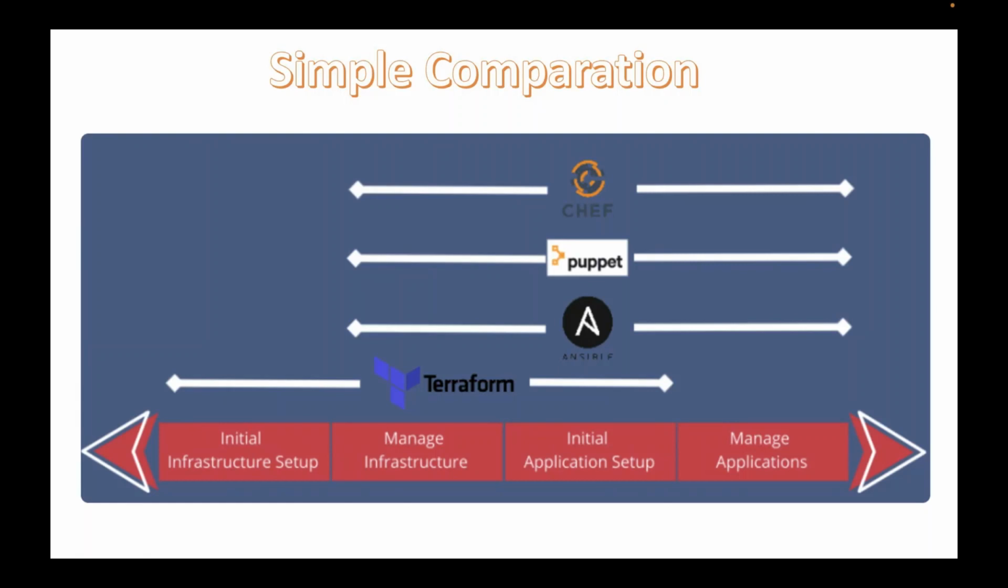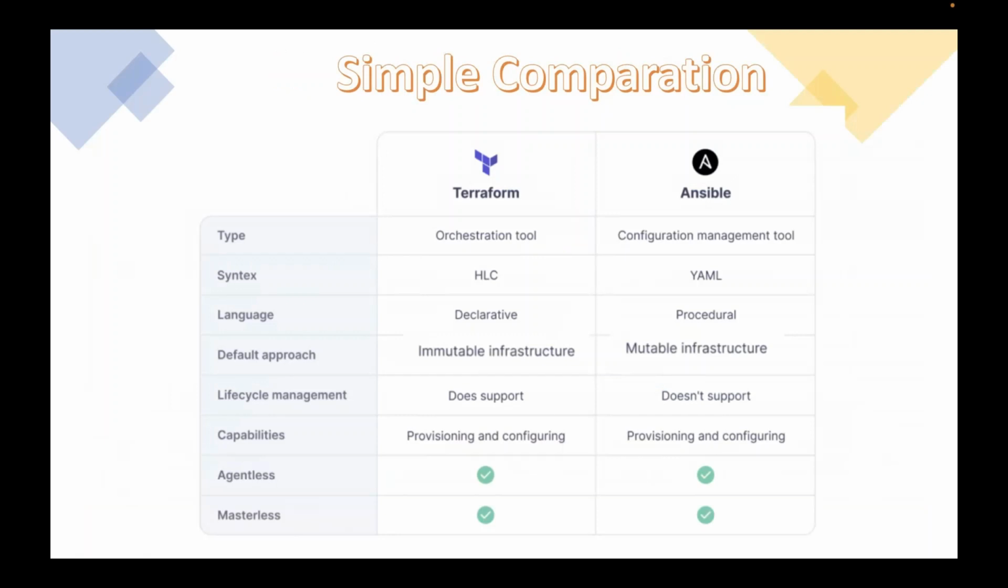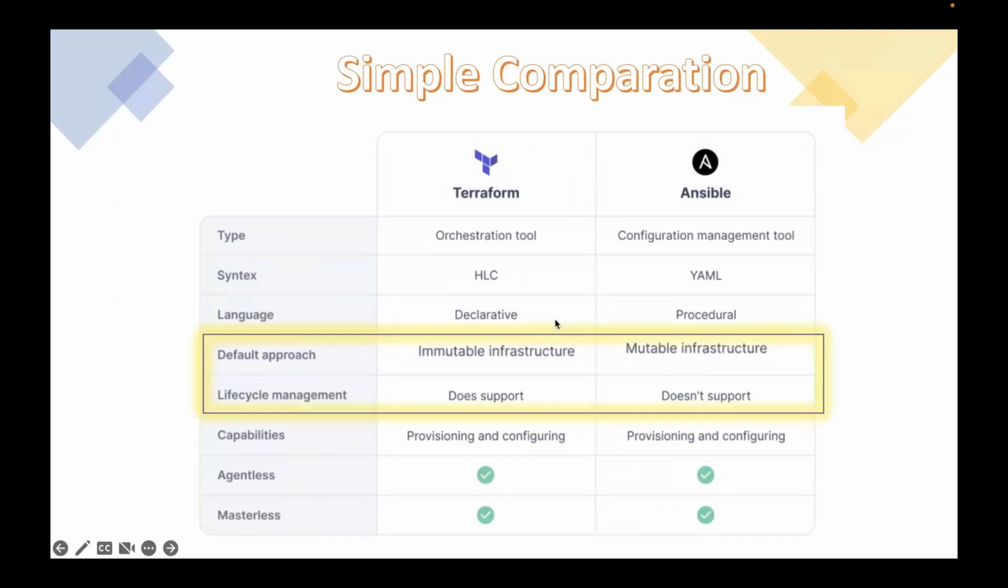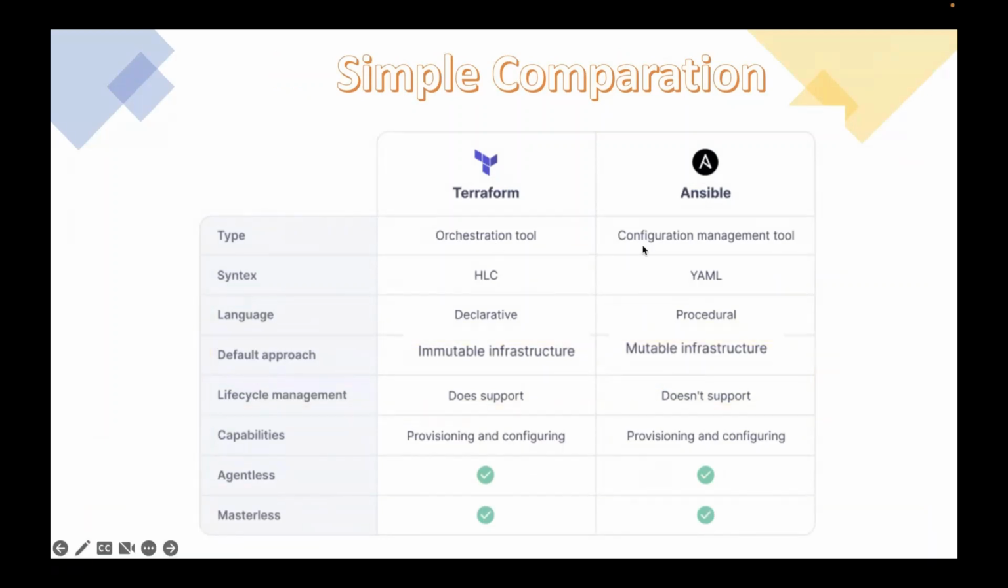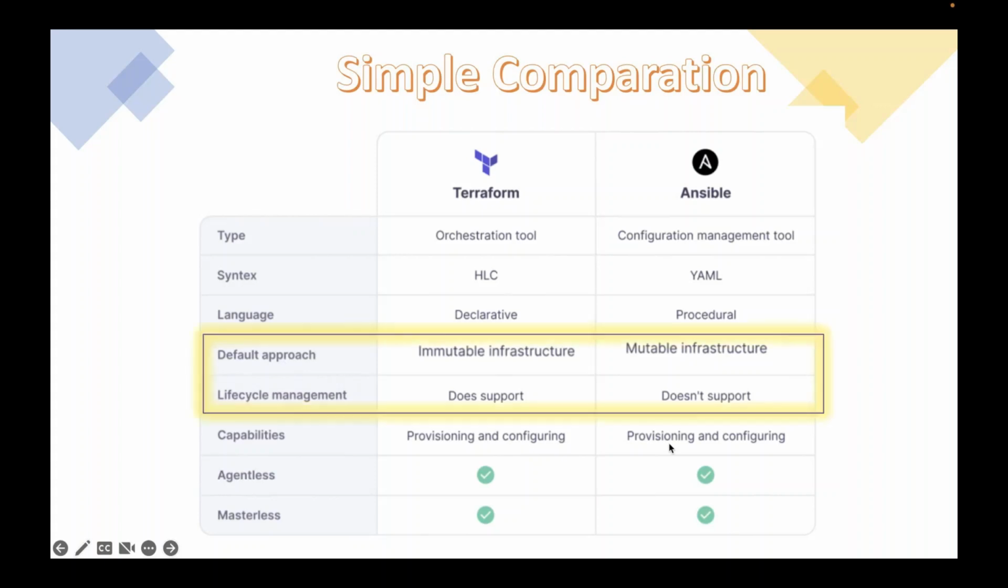Here is another simple comparison. The type: Terraform is an orchestration tool, Ansible is a configuration management tool. This is fine. Syntax: this is HCL, and the spelling on the slide is a mistake, it's HashiCorp Configuration Language. Ansible is the YAML one. Language: Terraform is declarative, Ansible is declarative and procedural. Default approach: Terraform is immutable, Ansible is mutable. Lifecycle: Terraform supports it, Ansible does not. Capabilities: provisioning, both are the same only. So the main points are these two.